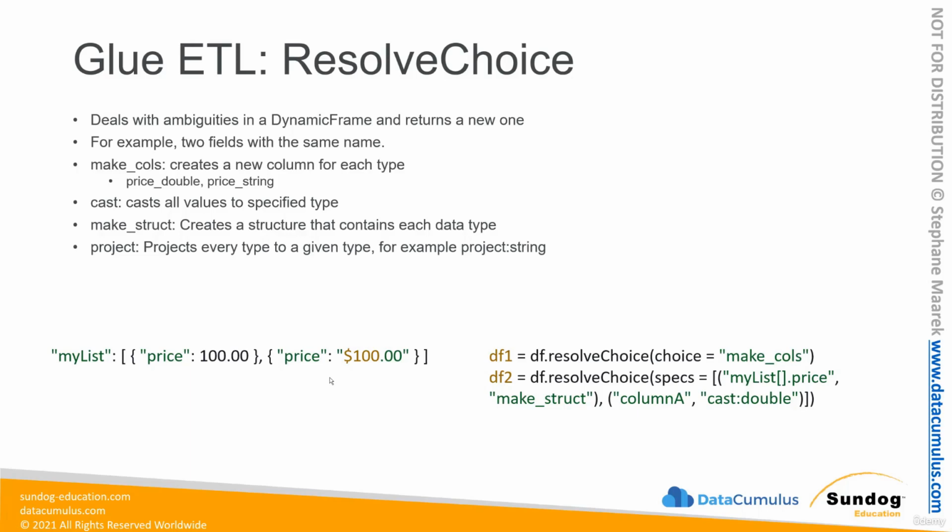Another option is just cast, and that will force every instance to be cast to one specific type. We can also say make_struct, which creates a structure within your record where it contains each data type individually within that structure for price. So we might have a new structure there called price. Inside that price structure would be the decimal version and the string version of that field name. And finally, we have project, which will project every type to a given type. So for example, I could just say project:string, and that would force everything to be a string data type. So that would force the 100.00 decimal type to be a string instead. So that's what resolve choice is all about. It's just about resolving ambiguities where you have different columns with the same name within your dynamic frame.